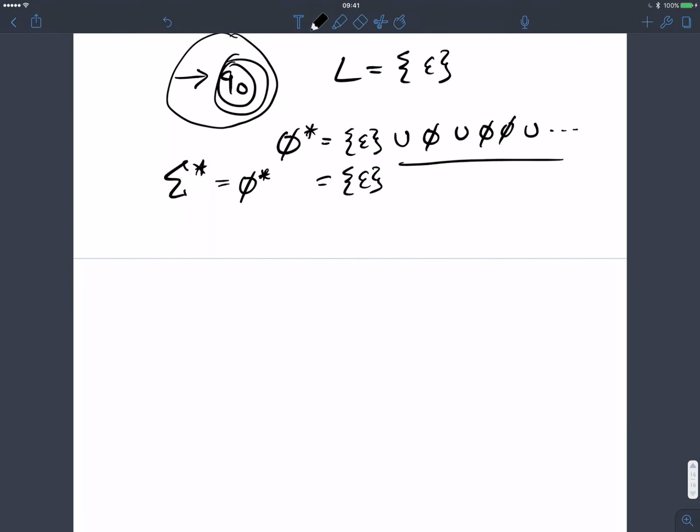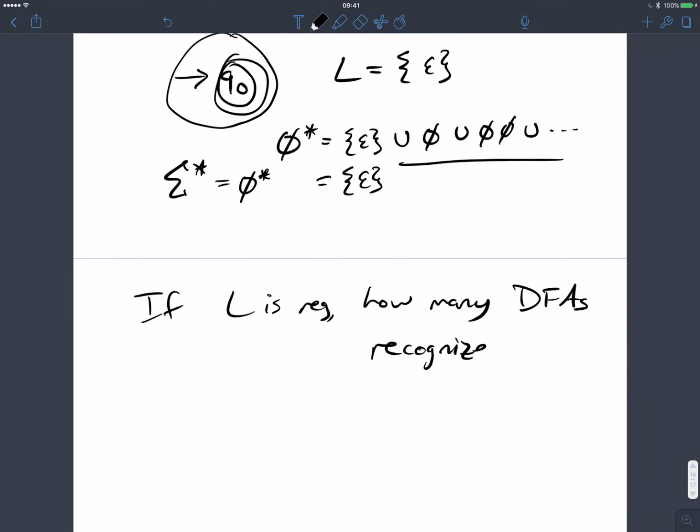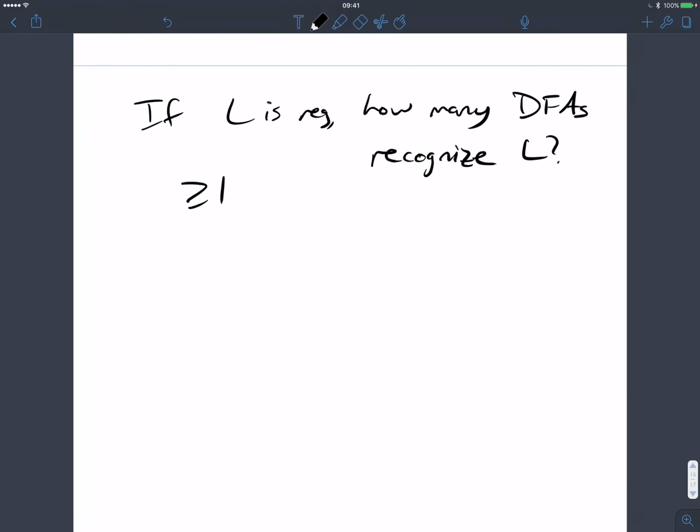Another great question. This will be the final question: if L is regular, how many DFAs recognize L? Well, definitely at least one, because that's the definition of regular. But how many? Yeah, it's infinitely many. You could just throw in useless states.